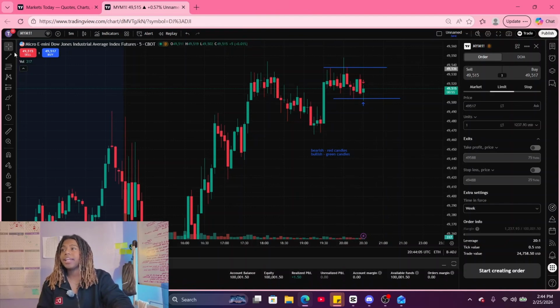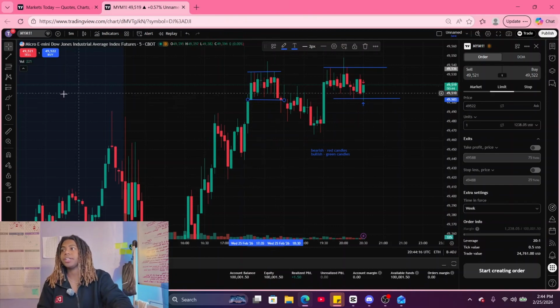So as we can see, and as I mentioned a little bit earlier, when price is staying in a general area and hasn't decided if it wants to go higher or lower, we call that consolidation.